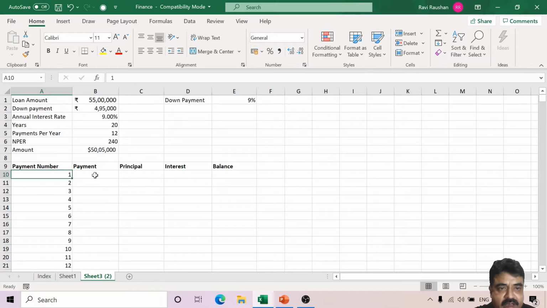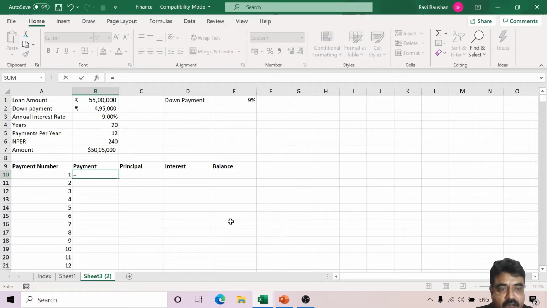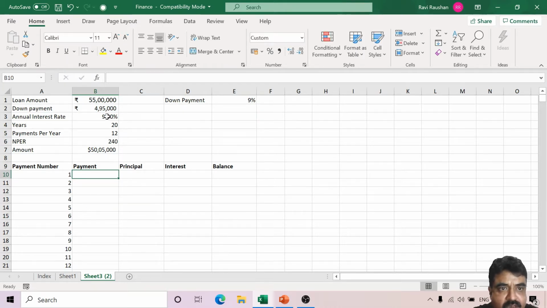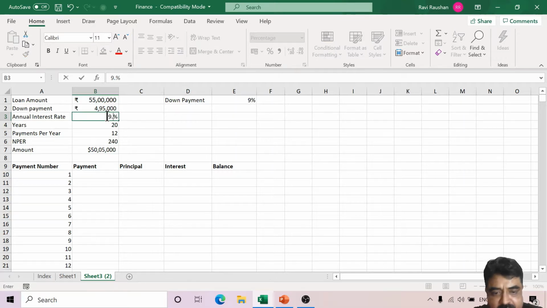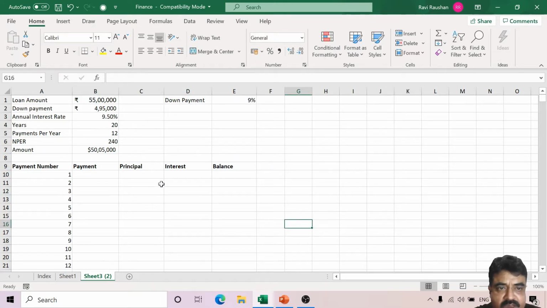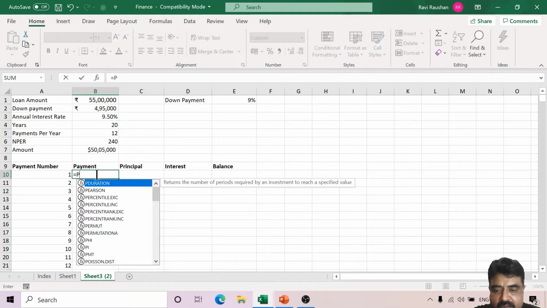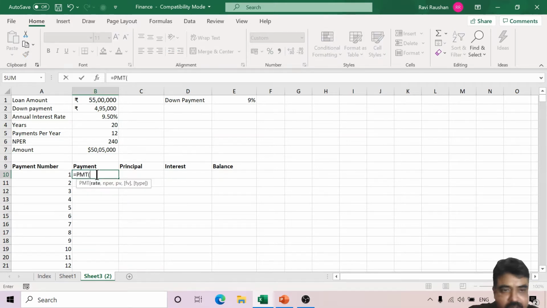Now the payment: I have to calculate the payment per period. So for payment per period, I'll use the PMT function. The PMT function is asking for the rate of interest. The annual rate of interest I have taken is 9%, I think it is 9.5%. So let me correct it and make it 9.5%. So this is 9.5%.